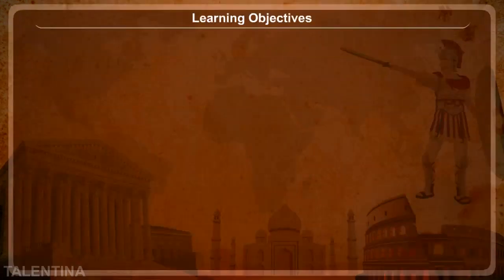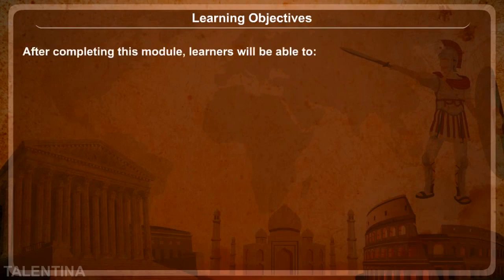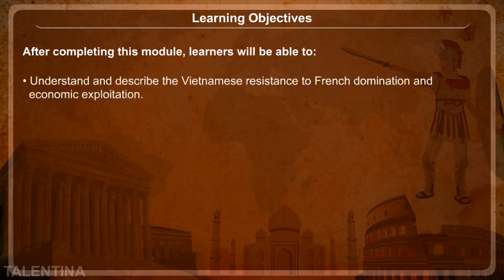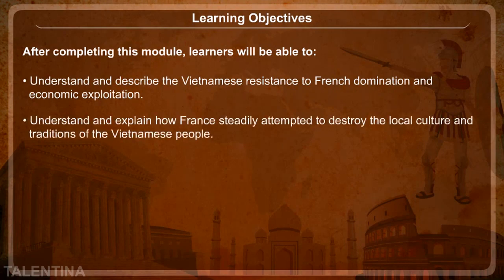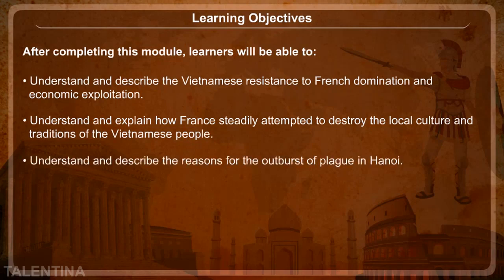Learning objectives. After completing this module, learners will be able to understand and describe the Vietnamese resistance to French domination and economic exploitation. Understand and explain how France steadily attempted to destroy the local culture and traditions of the Vietnamese people. Understand and describe the reasons for the outburst of plague in Hanoi.